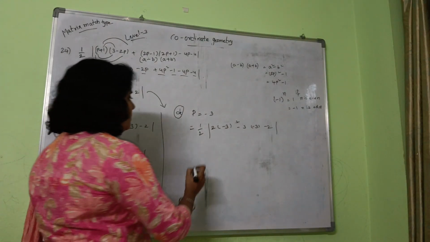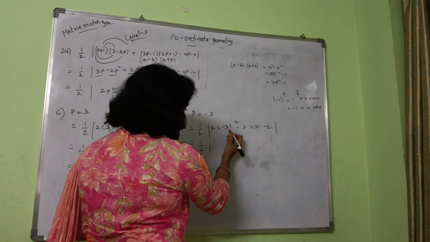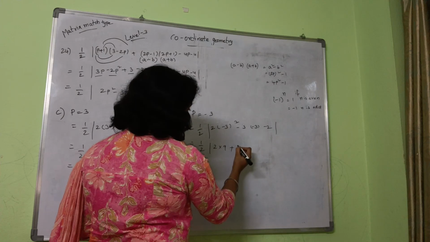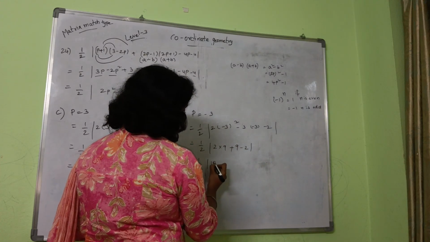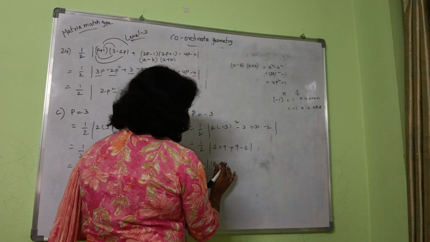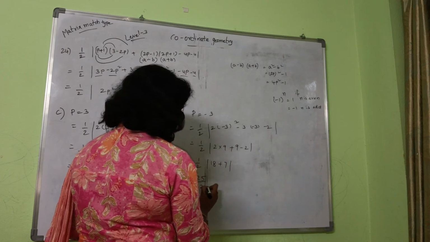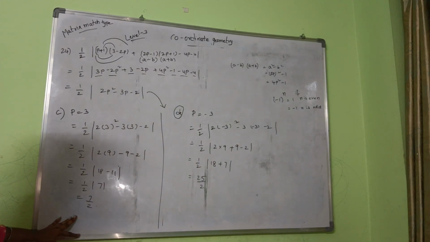Okay. 1 by 2 into 2 square, how much? 3 square is 9. So 2 into 9. Minus into minus is plus. 3 3s are 9. Minus 2. 1 by 2 into 2 nines are 18. 18 plus 9 minus 2 is 7. So 18 plus 7 is nothing but 25 by 2. So for p is equal to 3 we got 7 by 2, and for p is equal to minus 3 we got 25 by 2.